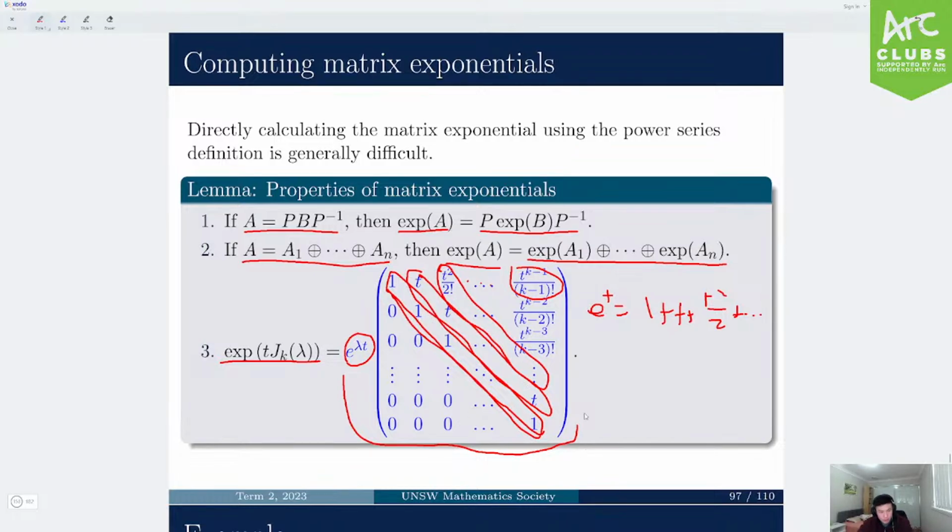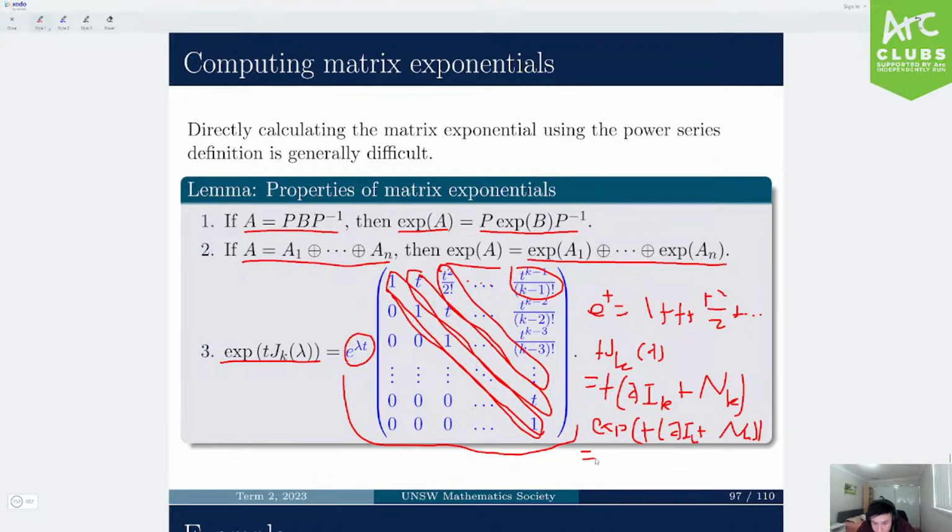Okay, and the quick proof is that we can express the Jordan block J_k of lambda as lambda times the identity matrix k by k plus the ones on the super diagonal. We'll just call it N_k. And if we take the exp of this, we can actually have these two commute. So exp of t times lambda I_k plus N_k.